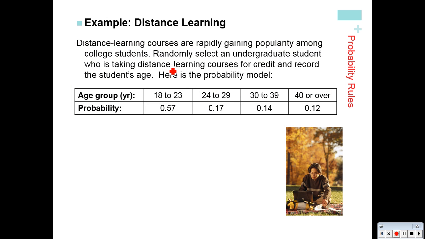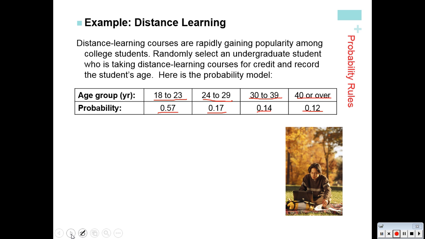So this example here says distance learning courses are rapidly gaining popularity among college students. Randomly select an undergraduate student who is taking distance learning courses for credit and record the student's age. Here is the probability model. They broke up their age groups the following way: the 18 to 23 group, the 24 to 29 group, the 30 to 39, and the 40 and over. Within the 18 to 23-year-old group, 57% of those students were taking distance learning courses. In the 24 to 29 group, 17% were taking distance learning courses, then 14%, and then obviously 12%.